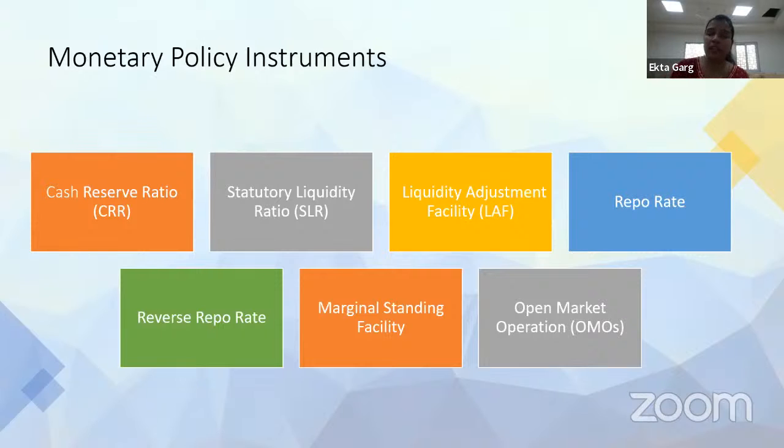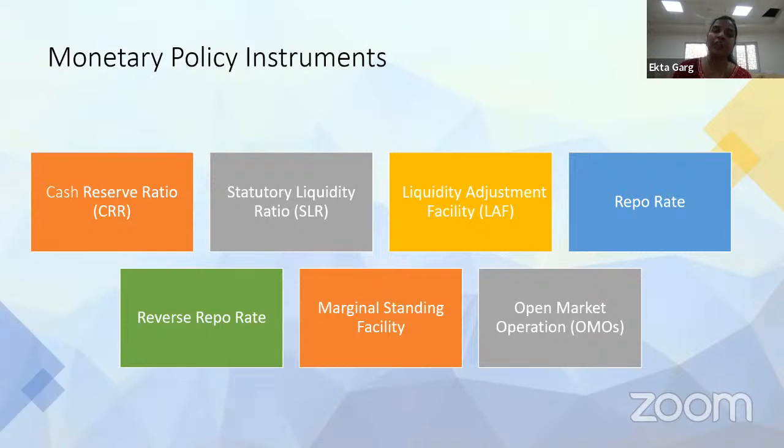And in case of contractionary monetary policy, we need to increase the CRR and SLR. As the reserve requirement increases, banks have less funds available for lending activities, less funds available for the economy, right? So with less funds available, people's consumption and investment will be reduced, and thus it will reduce the output in the economy, employment in the economy, and GDP level of the economy.